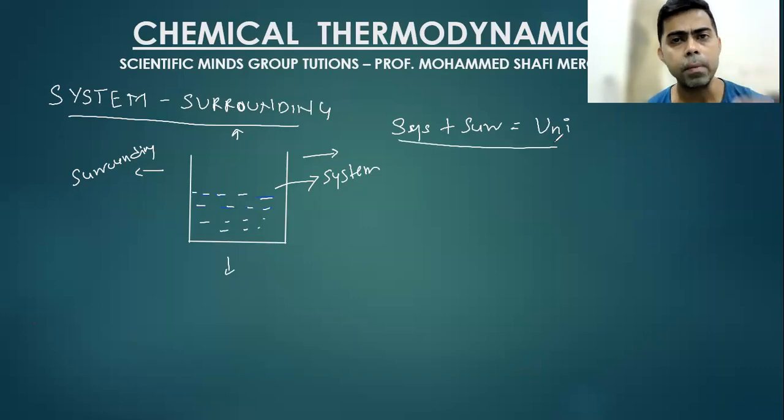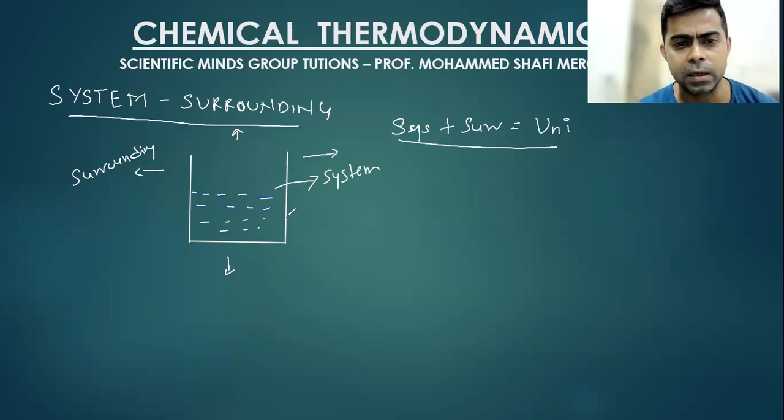Now, remember, a system and surrounding are separated by a boundary. This boundary can be a real boundary or an imaginary boundary. For example, a human being is a system. We exchange matter and heat with the surrounding. Our skin is the boundary, which is porous in nature and can exchange matter and heat with the surrounding. So the skin becomes a boundary for us, and the area outside the boundary will be the surrounding.